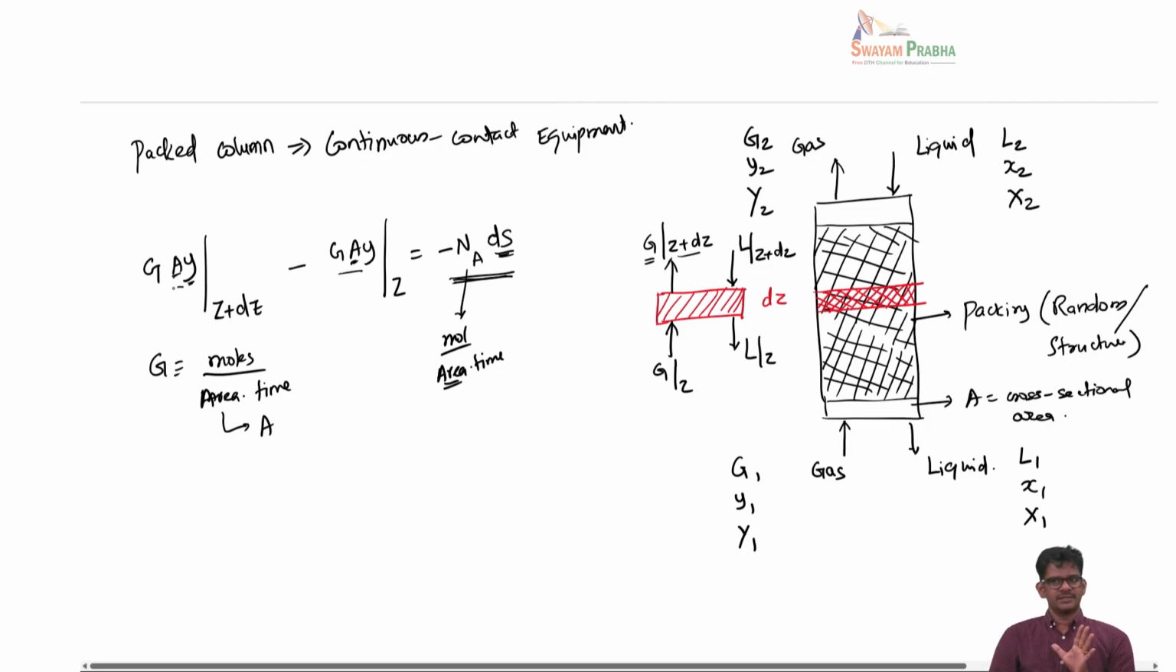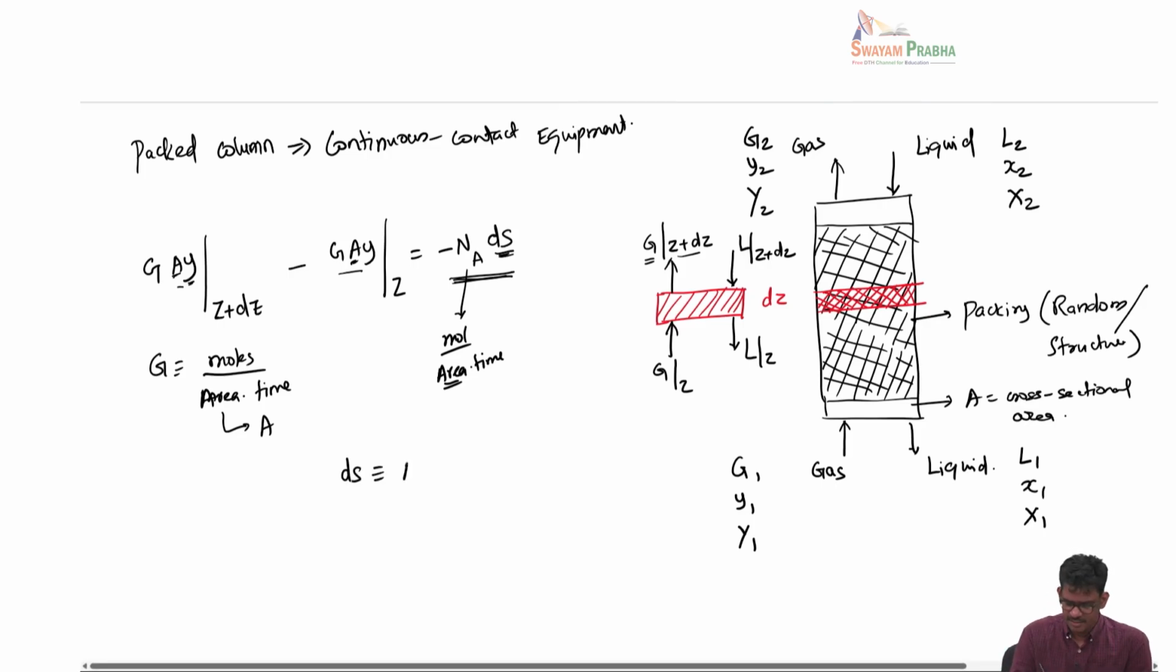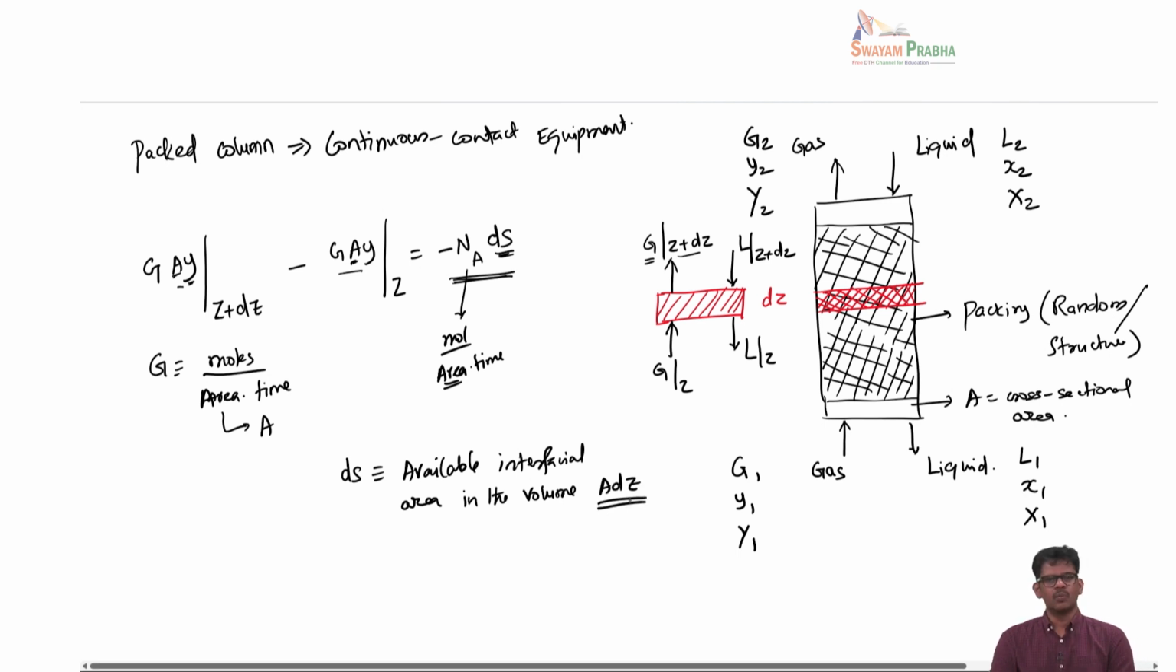Okay. Flow rates are defined with respect to the cross sectional area, whereas the mass transfer flux is defined with respect to the interfacial area, and the interfacial area is a characteristic of the packing material. Okay. That is why I have used dS to denote the available interfacial area in the volume A times dz. What is A times dz? A times dz is nothing but the small thin volume that I have shown here in this red block.